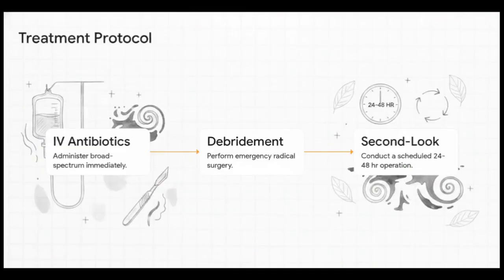Once diagnosed, a strict, life-saving 3-step protocol kicks in. First up, immediately administer broad-spectrum IV antibiotics to start fighting the infection systemically. Second, get that patient to the OR right away for emergency radical surgical debridement. They have to physically cut away all infected and dead tissue to halt the spread. And third, the protocol demands a mandatory scheduled 24 to 48-hour second look operation just to ensure that the infection hasn't sneakily continued to advance.